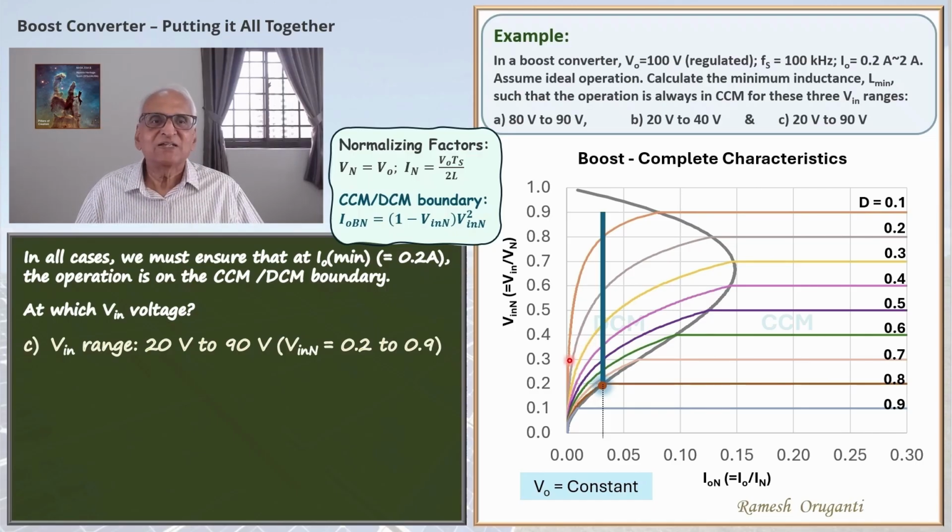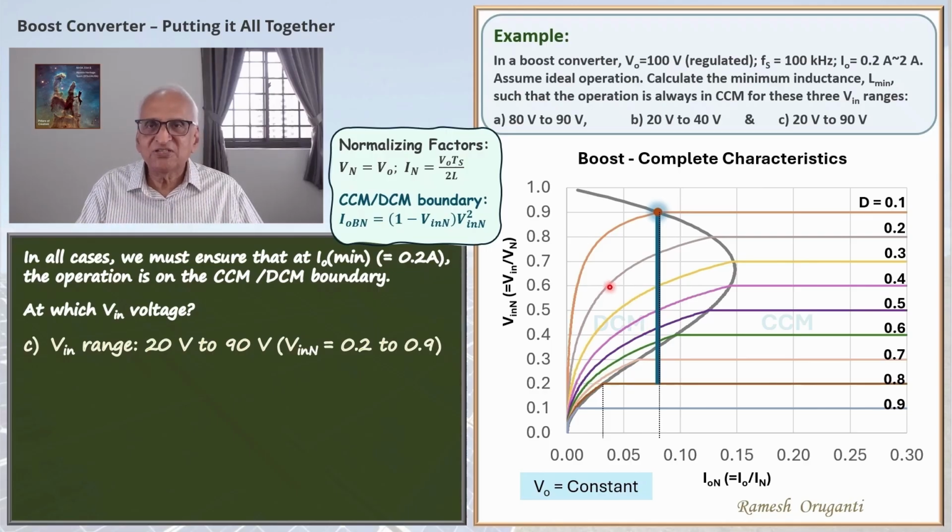Next, we will place the higher voltage 90 volts at the boundary. Here we are choosing the inductor in such a way that when the input voltage is 90 volts and the load current is 0.2 amperes, that is the minimum value, the converter operation is on the CCM-DCM boundary. Here we notice if the voltage goes down now from 90 volts towards 20 volts, the operation again moves into DCM. So this solution is also not correct.